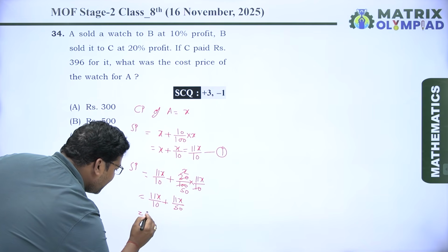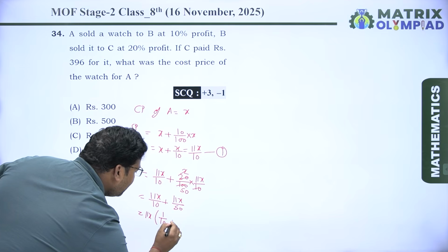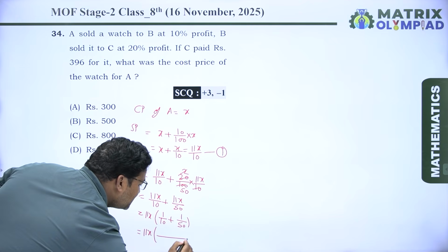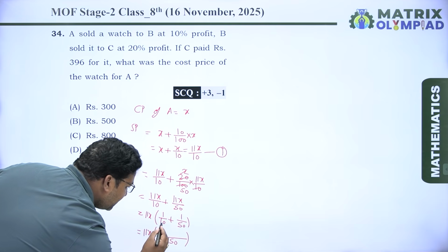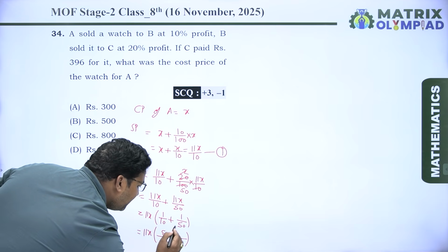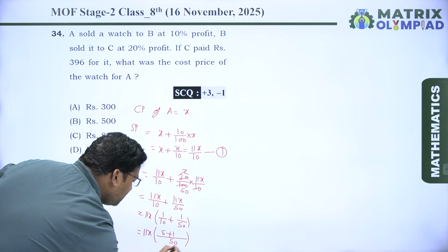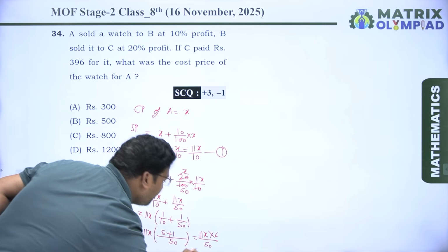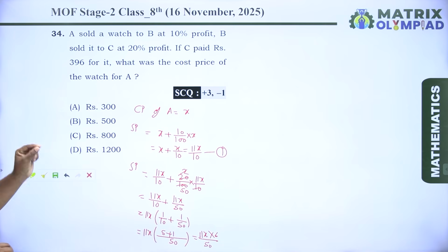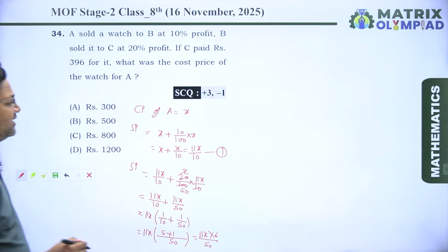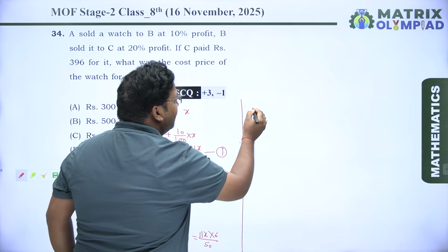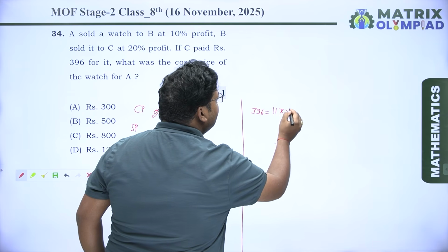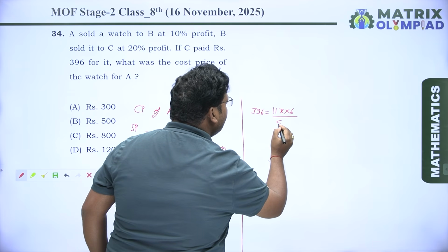Here you can see 11X is common. So it is 1 by 10 plus 1 upon 50. We have to take the LCM here. So the LCM is 50. So this equation is now 10 5s are 50, so it is 5. 50 1s are 50, so it is 1. So this equation is 11X into 6 upon 50. And the selling price of C is already given as 396, which is equal to 11X into 6 upon 50.